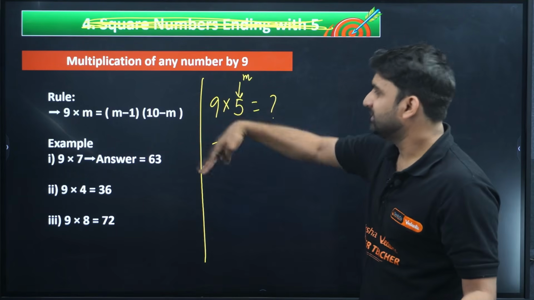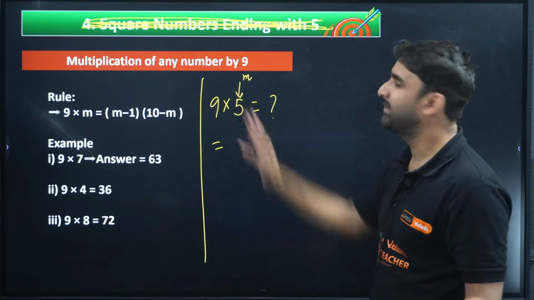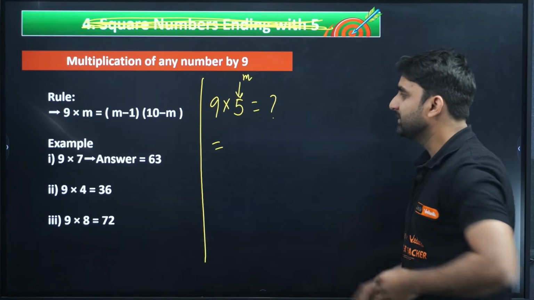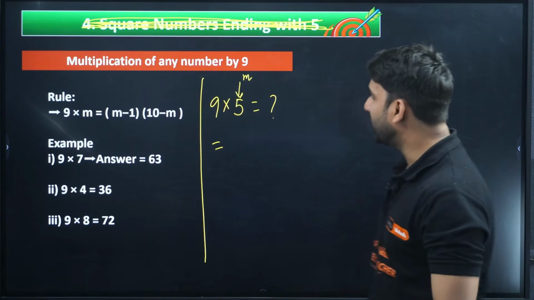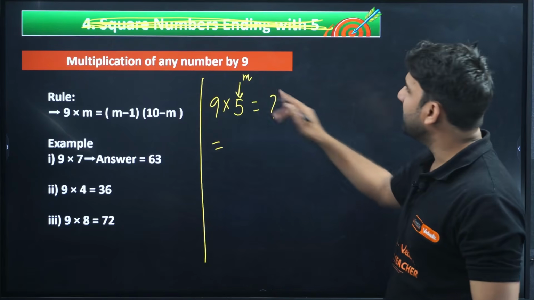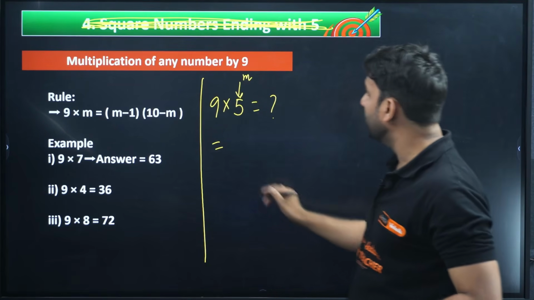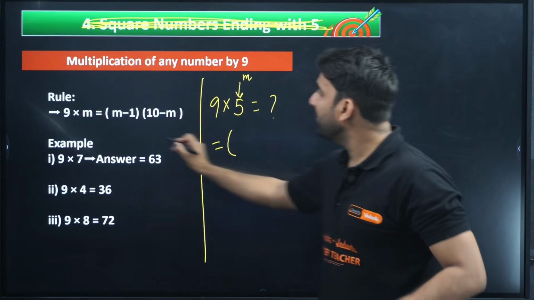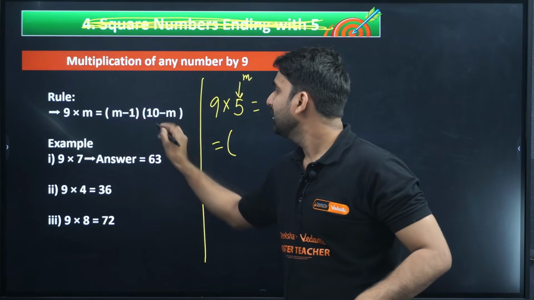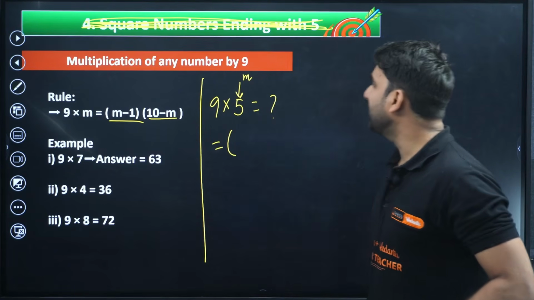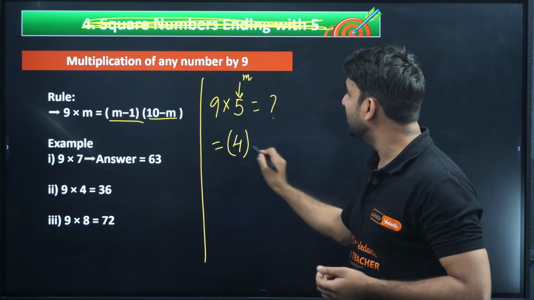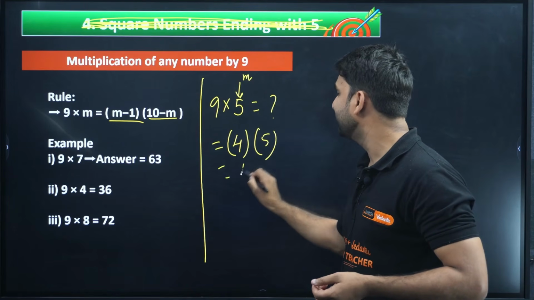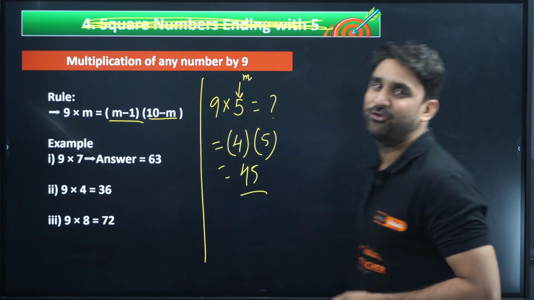No problem. See, we are discussing short tricks. That's why I brought it up here. This is very easy for a 10th standard student, I know. But come on, just get it. Now we can multiply in a very easy way. Listen. The formula is m minus 1 and 10 minus m. So m minus 1, 5 minus 1, this would be 4, and 10 minus m means 10 minus 5 is what? 5. This is your answer, 45. And we all know 9 into 5 is 45.